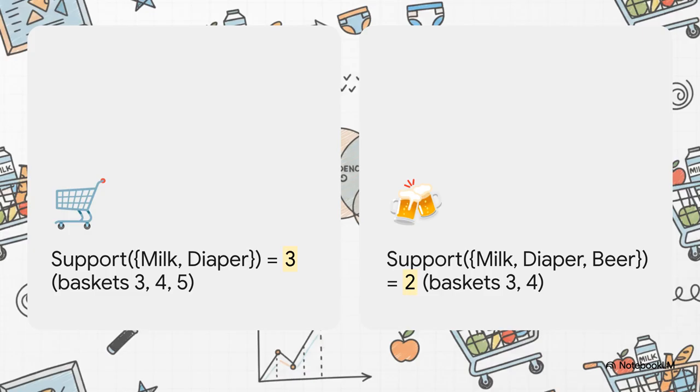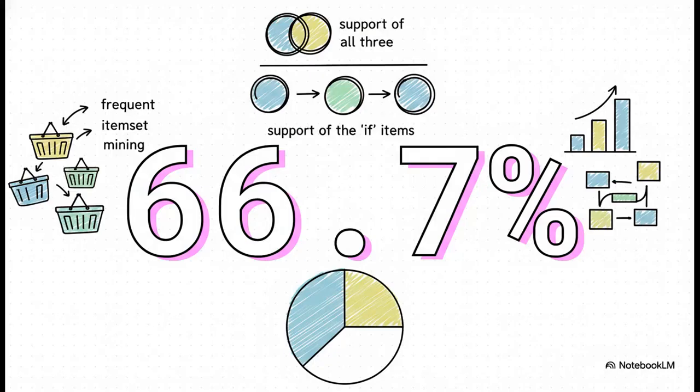Now for the top part, the support of all 3 items together: milk, diaper, beer. That happens in baskets 3 and 4. So its support is 2. And now we just plug in the numbers. Confidence is the support of all 3 items, which was 2, divided by the support of the if items, which was 3. That gives us about 66.7%.